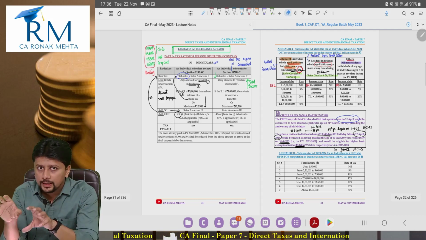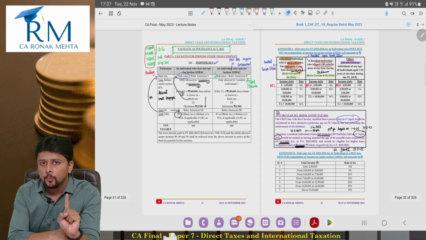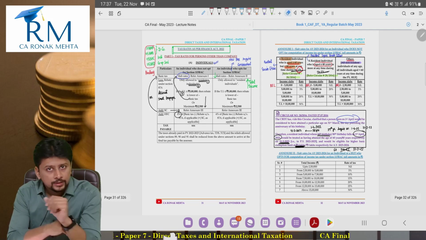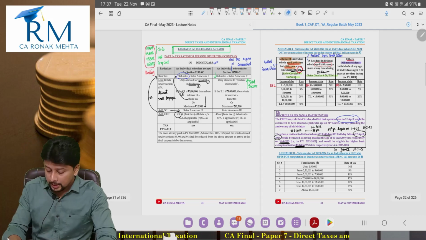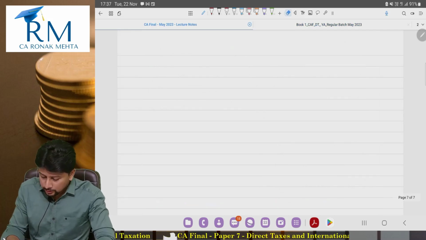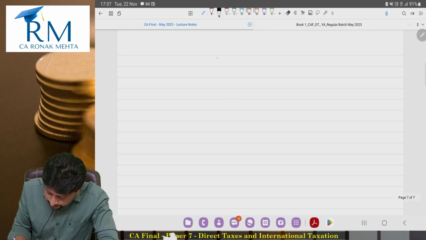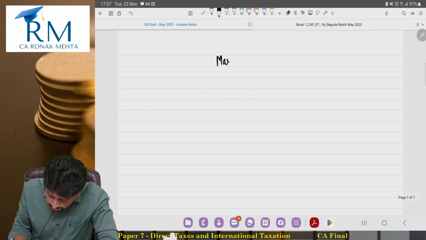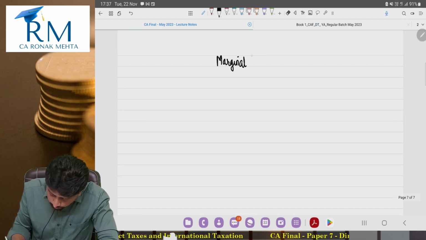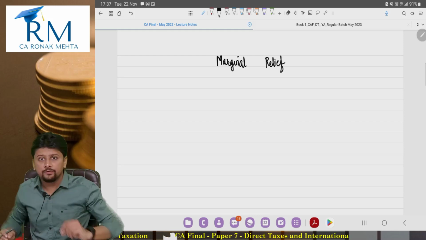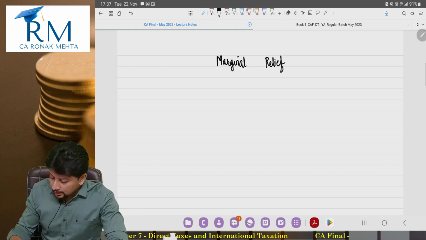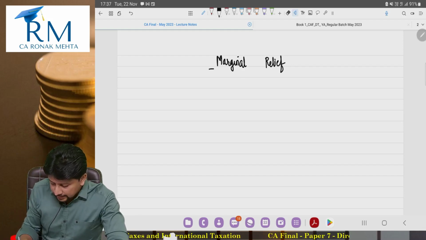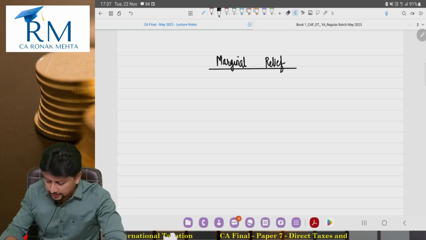Now relating to our tax rates, there is this one last concept that I wish to discuss with you. After that we will formally begin with our heads of income. The concept that I want to discuss with you is called marginal relief. The concept of marginal relief finds a place in the budget. In every Finance Act, the concept of marginal relief is there.